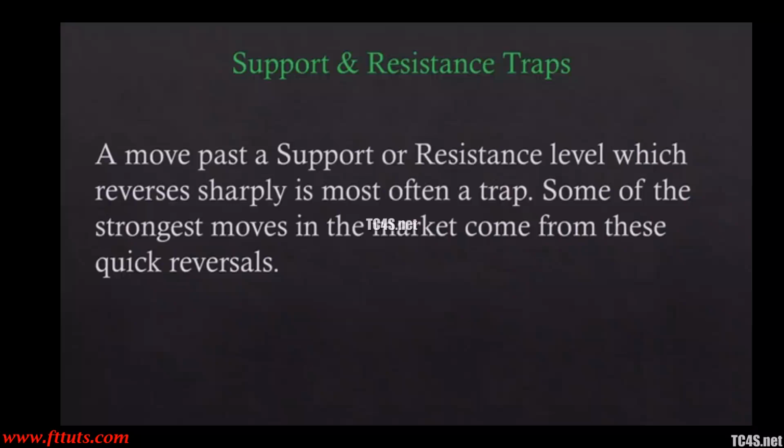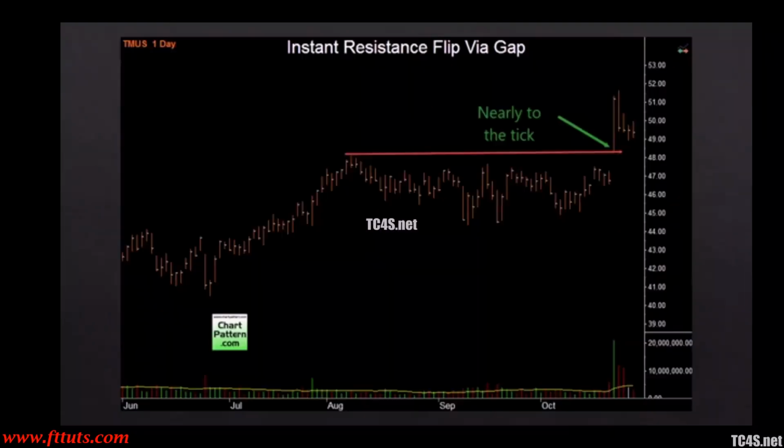A move past a support resistance level, which reverses sharply, is most often a trap. Some of the strongest moves in the market come from these quick reversals or shakeouts. And they can come from a support and resistance flip from price moving up to that level and retesting it, or they can be done with a gap.